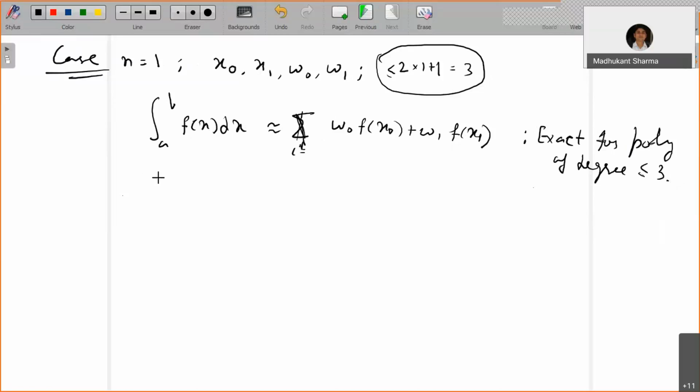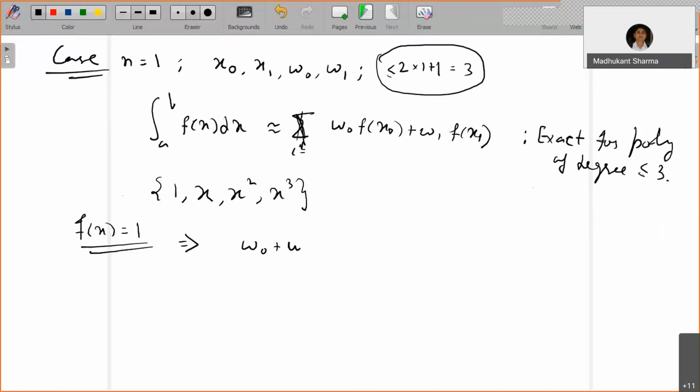Therefore, the rule is exact for the polynomials f of x equals 1, x, x square, and x cube. So we are going to substitute one by one and we will get 4 equations in 4 unknowns. Now f of x equals 1 gives w naught plus w1. That's very straightforward. That is integration a to b, f of x is 1, integration a to b dx, which is going to be b minus a.